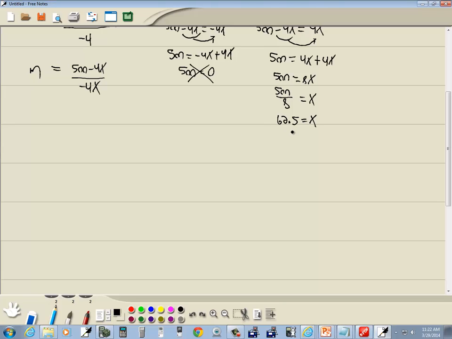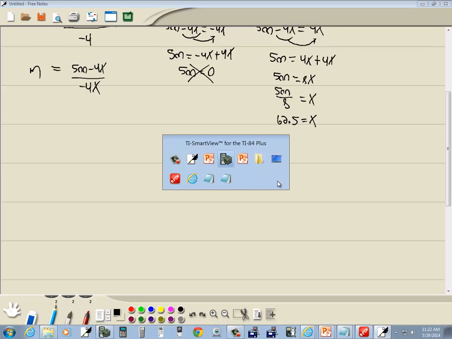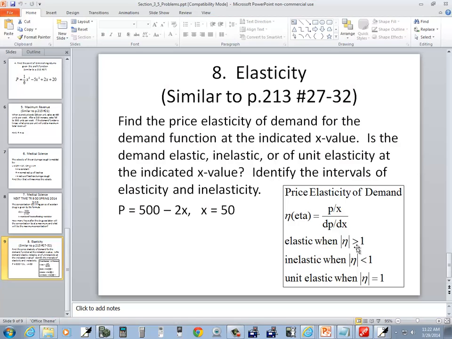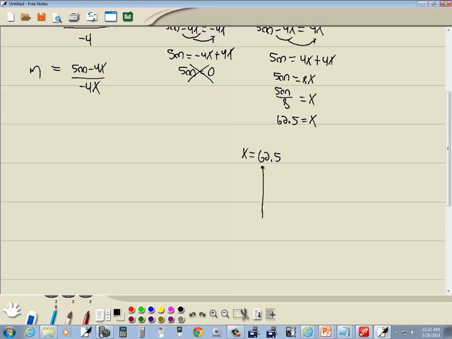Okay, so this is going to be our critical value. I'm going to have x is equal to 62.5, and our formula says that it's elastic when this is true, inelastic when this is true, and of unit elasticity when it's equal to 1. So that's our breakover point. It probably doesn't make any sense to choose negative values, and over here is positive infinity, though that doesn't make any sense. We want to choose test cases. I want to choose something between 0 and 62.5, like 1. Now I want to choose something greater than 62.5, like 100.